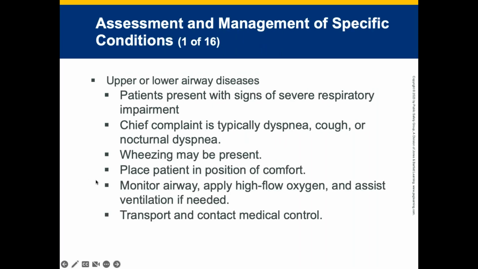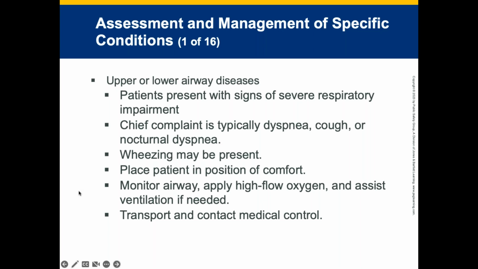All right, so to kind of finish up here, we're getting very close to the end. Let's cover more management of specific conditions. So upper and lower airway diseases. The patient presents with signs and symptoms of severe respiratory impairment. May include wheezing or dyspnea, diminished or absent breath sounds, right, and altered mental status. The chief complaint is typically dyspnea, cough, or nocturnal dyspnea.